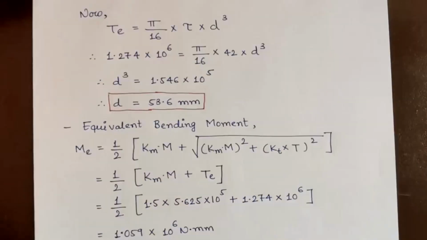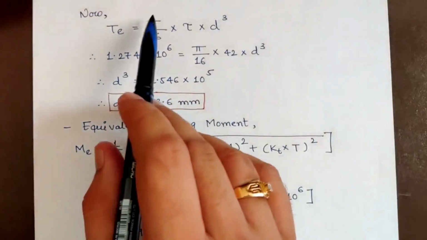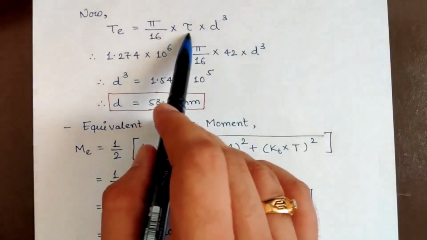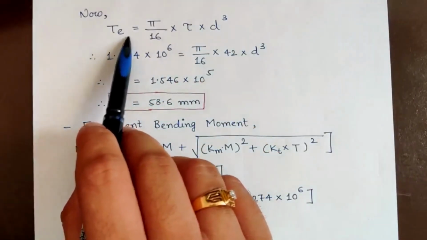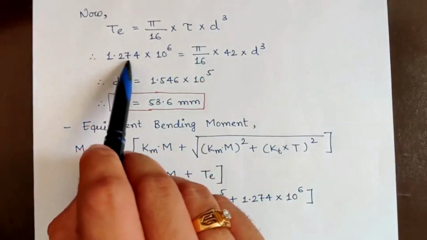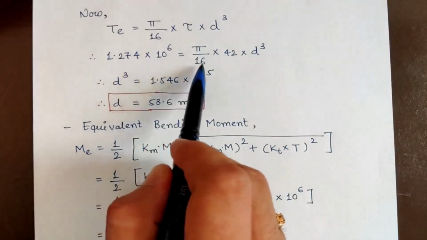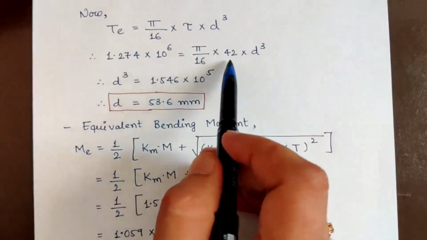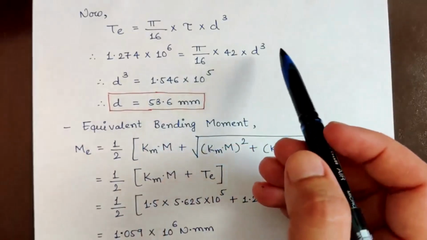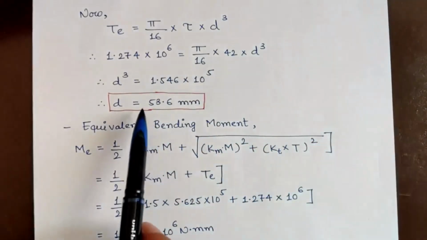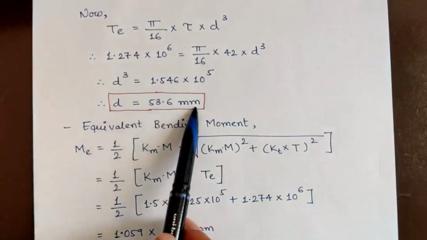Now equivalent twisting moment Te is equal to pi by 16 into tau into d cube. Te we have already found, so it will be 1.274 into 10 to the power 6 is equal to pi by 16 as it is. Permissible shear stress is 42 into d cube. So by solving this equation, we will get d is equal to 53.6 mm.